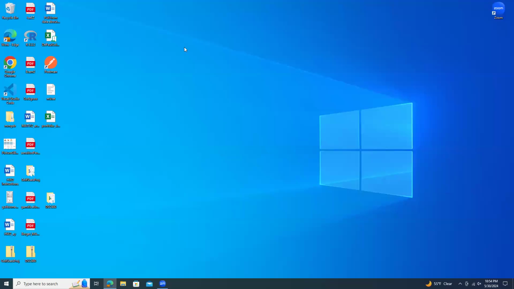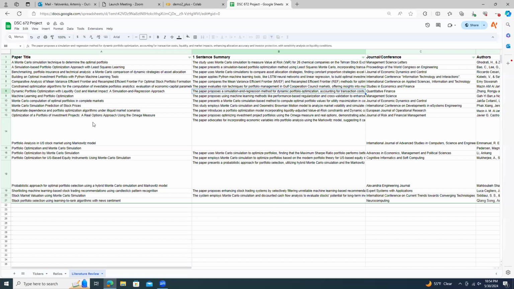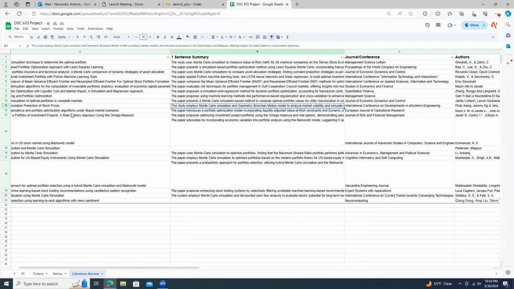Everything is going according to plan. I will just show you in depth what we've been doing. On this sheet, we've begun and we're almost done with our literature review. Here we have one-sentence summaries, as well as references and all that good stuff.